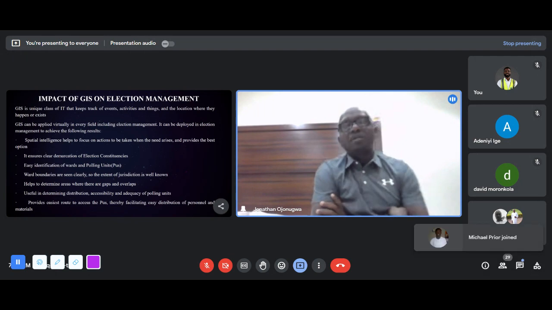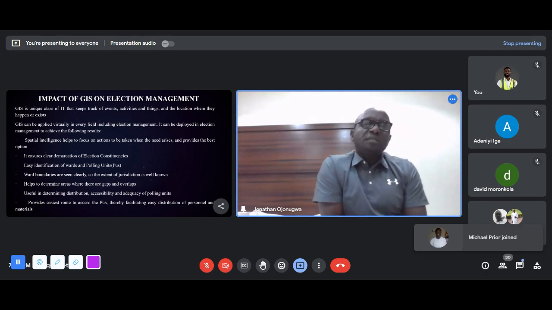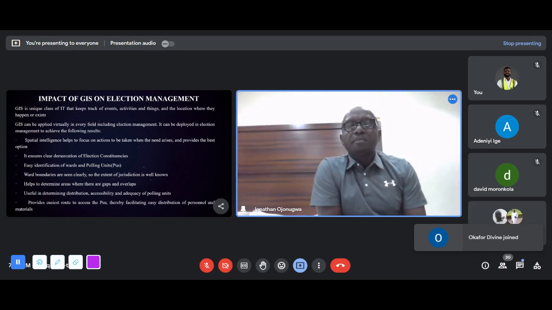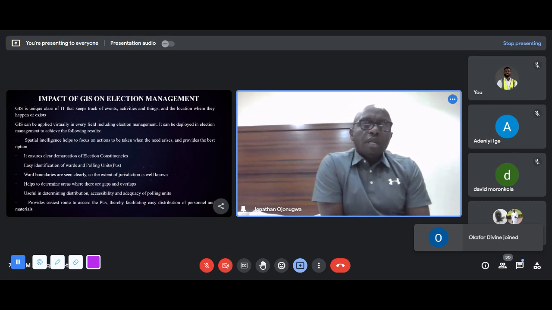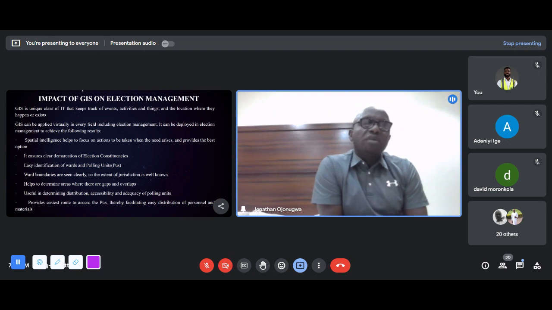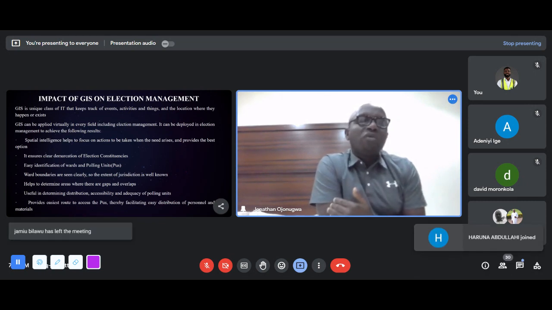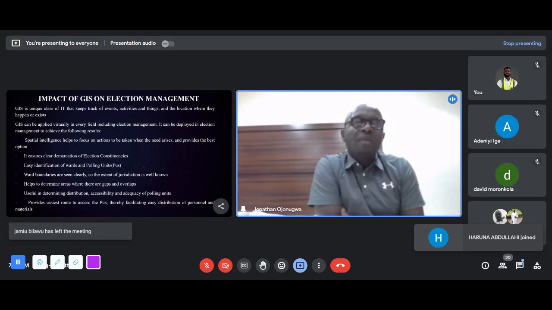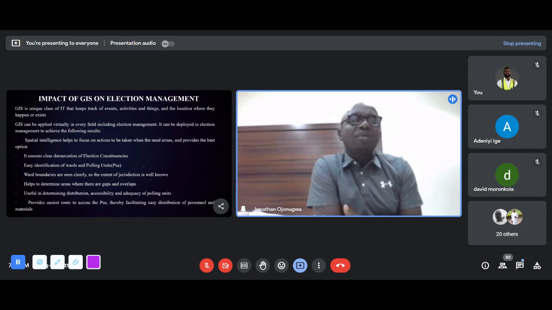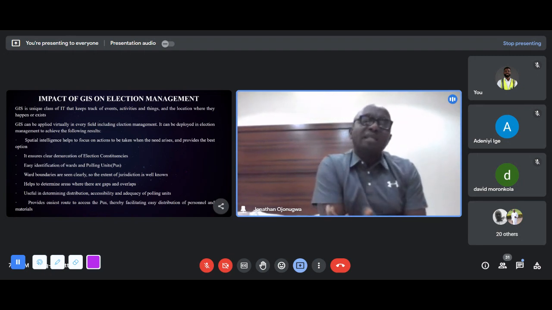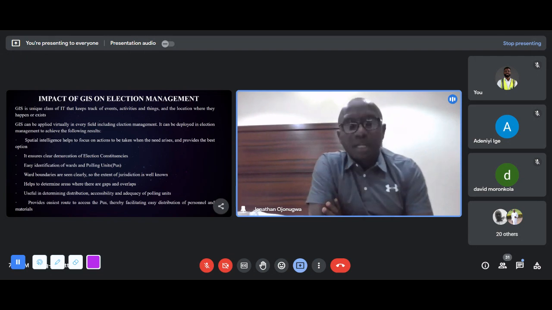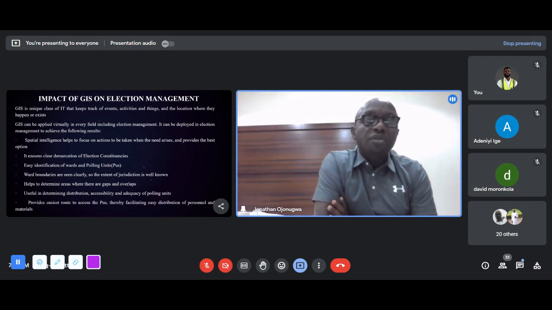It also helps to determine areas where there are gaps and overlaps. This is very key in election management decision making. The election umpire that is responsible for conducting elections in Nigeria, year to year they have a review of where there are shortfalls in terms of polling units, where there are overlaps in terms of polling units, and how they can improve upon it, so that polling units can be within the reach of each of the population and eligible voters. So how do we identify the gaps? Using the Excel sheet, we cannot identify the gap. But using a map, it enables us to identify the gap where the next polling unit should be.